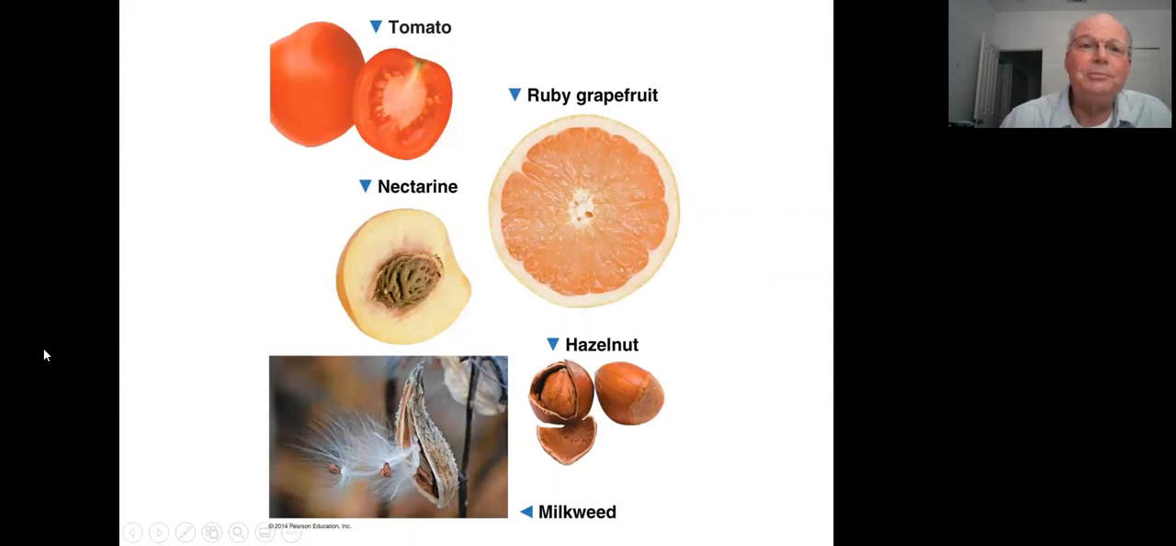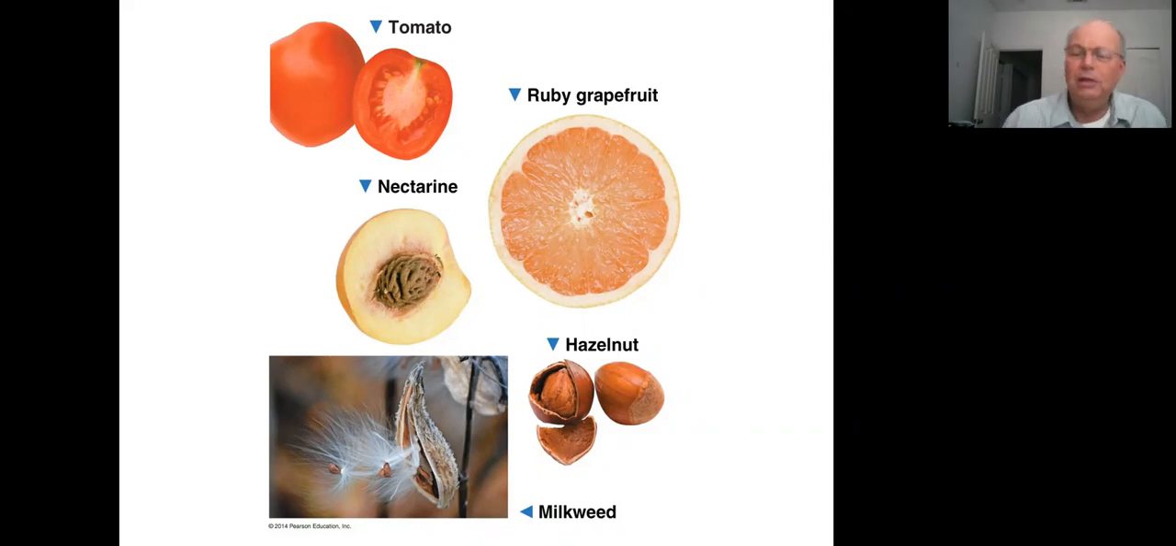So here you can see some fruits. You should be familiar with these from doing the lab last week. There's the tomato. So you can have fleshy fruit or you can have dry fruit. Some dry fruit remain intact, like nuts. Other dry fruits split open to release the seeds, and you can see the milkweed doing that here.